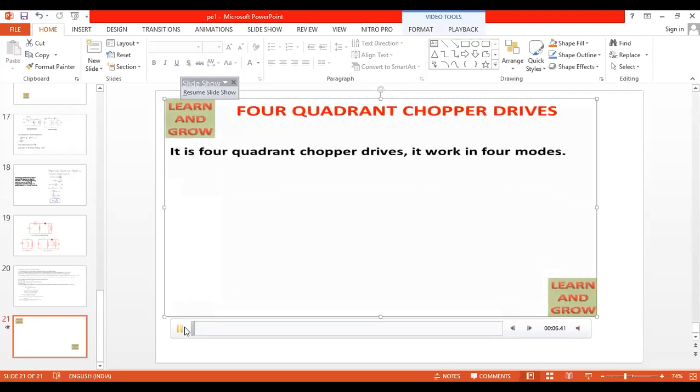So in simple language, what is a 4-quadrant? The word 4-quadrant operation means making the machine act as motor and as generator, in forward and in backward direction, with the help of power electronic circuits. Only dual converters and choppers are used in 4-quadrant operation. You can write this anywhere.